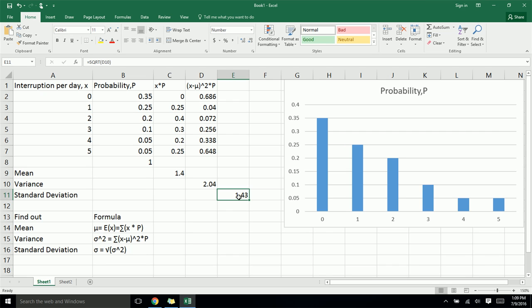Remember to put parentheses when you are finding a square root in Excel, otherwise you will not get any value. So we have learned how to find mean, variance and standard deviation of a discrete random variable in this video.